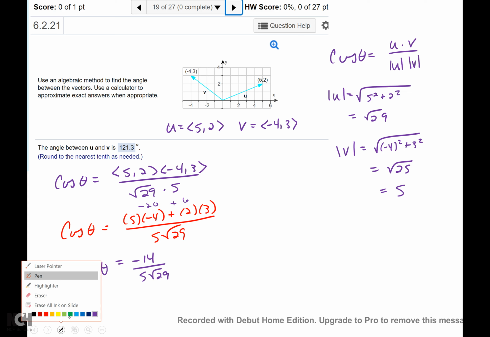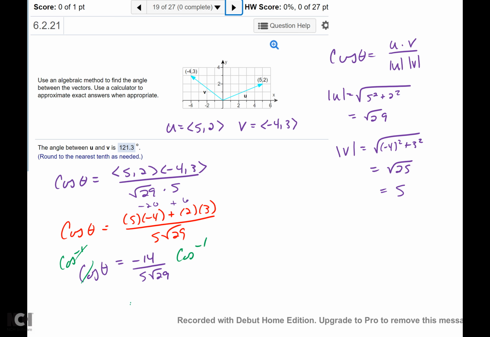To kill cosine, I'm going to use arc cos. And I get theta equals, now be careful, when you type this in, it opens parentheses. You're going to type negative 14 divided by parentheses 5 square roots of 29, double close your parentheses. If you don't put parentheses around that 5 square root of 29, it divides the 14 by 5 and then multiplies that by the square root of 29. And trust me, that's how I typed it. You don't get the right answer. But if you type it right, your theta will equal 121.3 degrees.